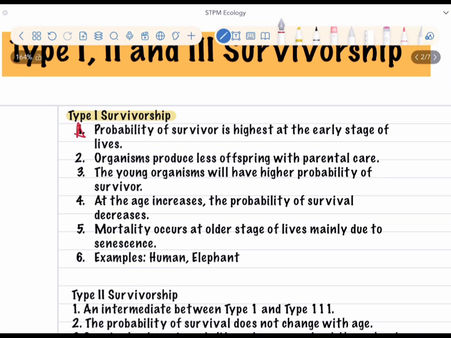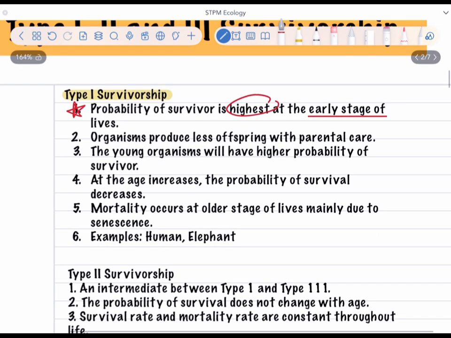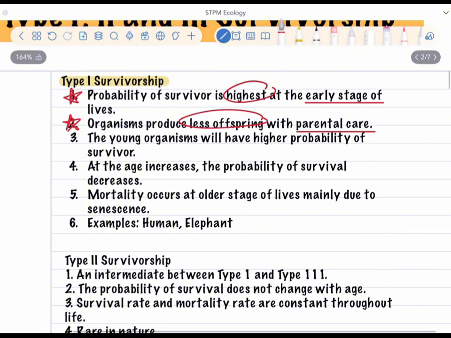The important thing you need to remember is that the probability of survival is the highest at the early stage of life. And this kind of organism will produce fewer offspring with parental care. The circled and underlined words are the important keywords that you need to remember. Since there is parental care for the young offspring, they will have a higher probability of survival at the early stage.